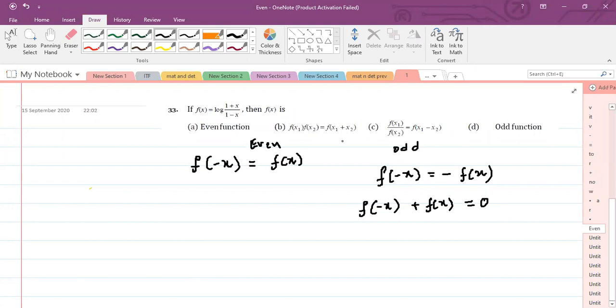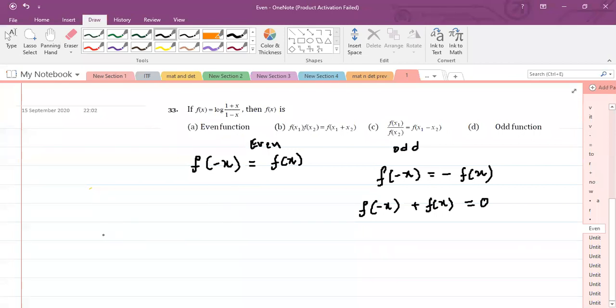So here you see clearly this f of x1 into f of x2 will not be equal to f of x1 plus x2. So why is it not equal? You just consider f of x1 plus x2 values. So f of x is given, you can find f of x1 and f of x2. So let me check whether it is an odd or even function or not.